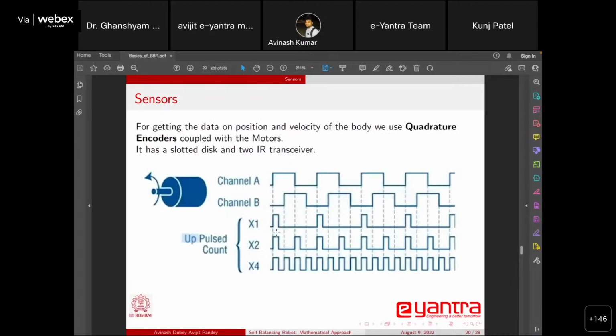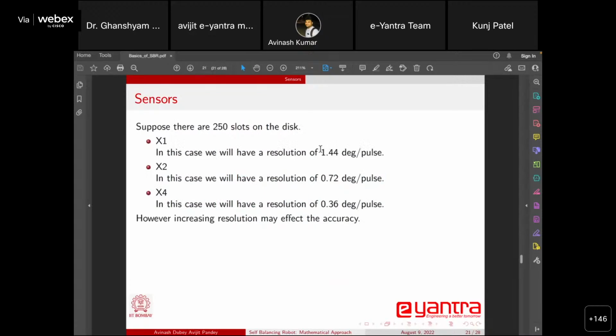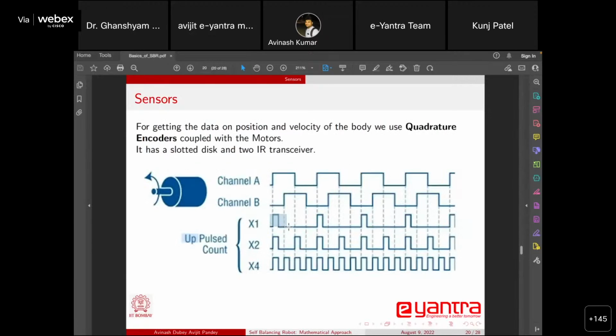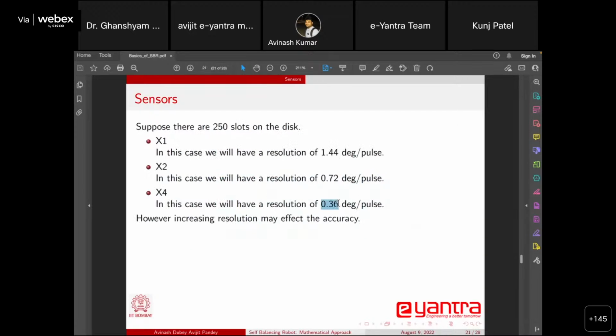In the second scenario, where we are detecting both the rising edge and the falling edge of this one single channel, we will have a better resolution, 0.72 degree per pulse. This is for 250 slots. If there are 1000 slots or 100 slots, it will change accordingly. Basically we are dividing 360 by the number of events that we can detect within one slot pass. If we are using quadrature mode, we will have a resolution of 0.36 degree per pulse.